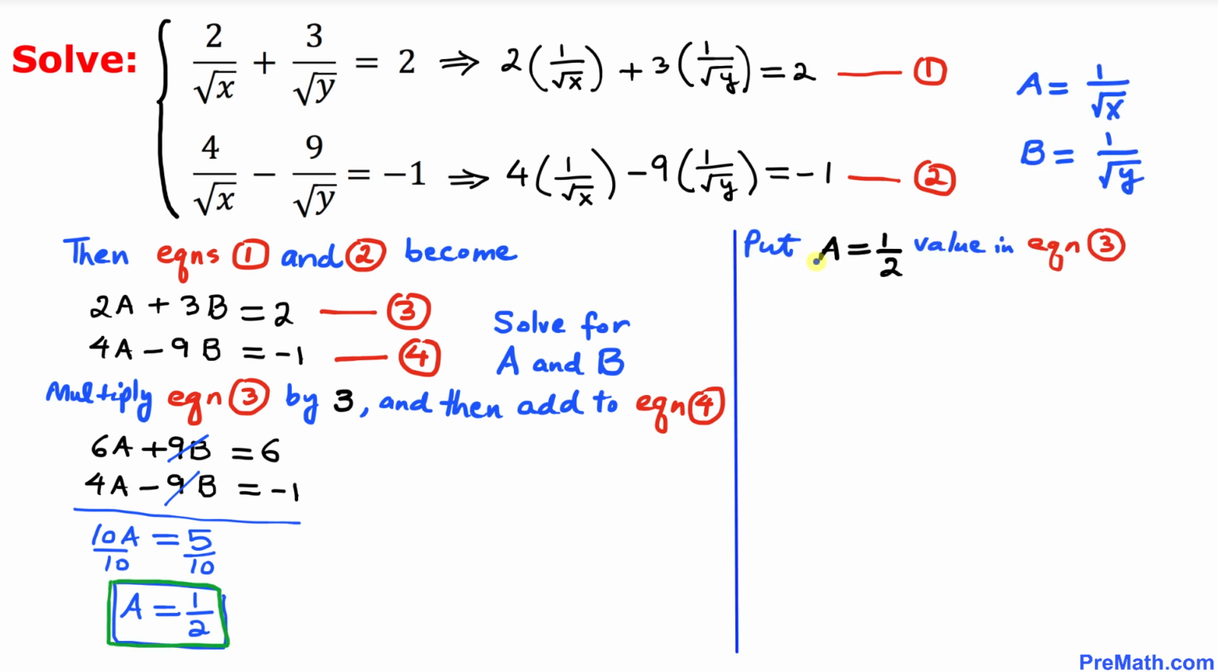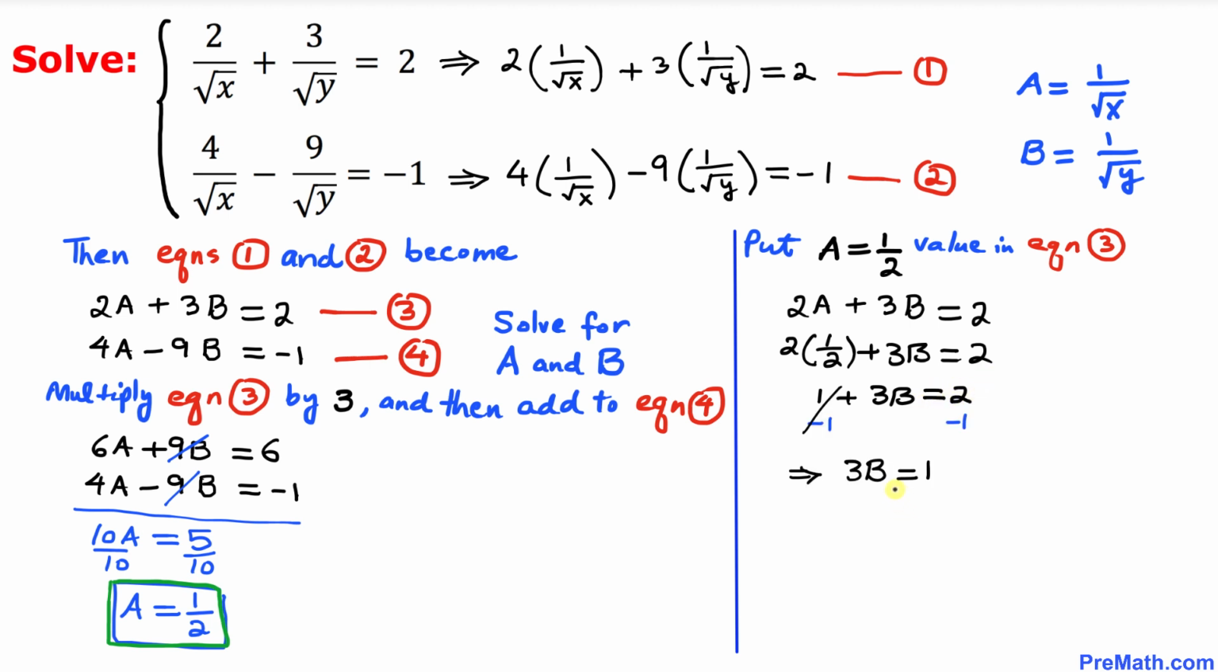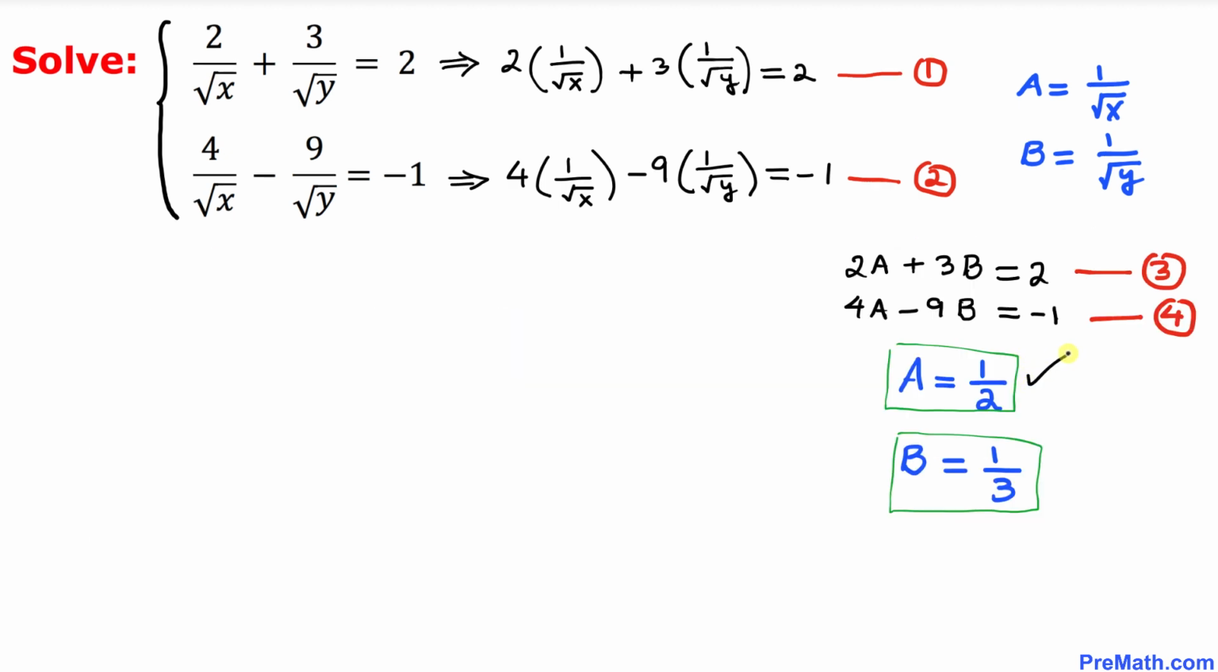And here's our next step. Let's substitute a equals 1 over 2 in equation 3. And here's our equation number 3. Let's replace this a value by 1 over 2. Therefore, we are going to get 2 times 1 over 2 plus 3 times b equals 2. 2 times 1 over 2 simply gives us 1, so 1 plus 3b equals 2. And if we simplify, we get 3b equals 1. That means our b value is simply 1 over 3. So thus, we have found a equals 1 over 2 and b equals 1 over 3.